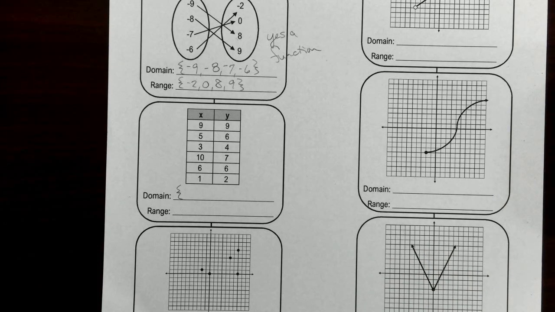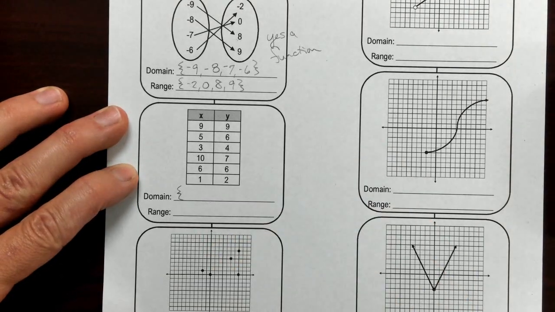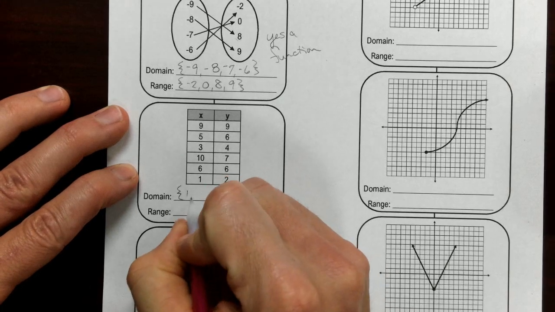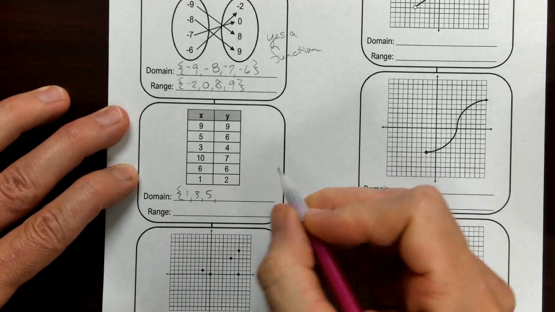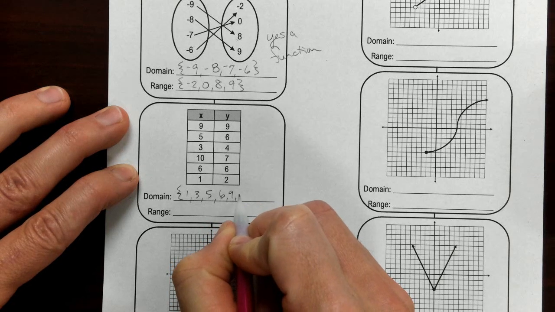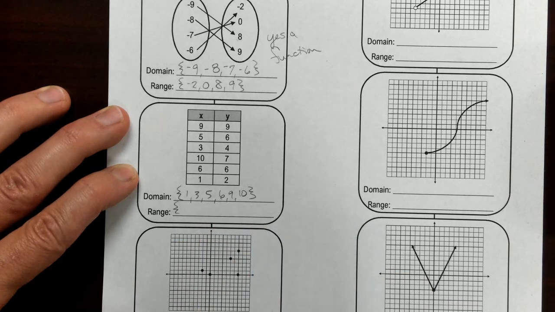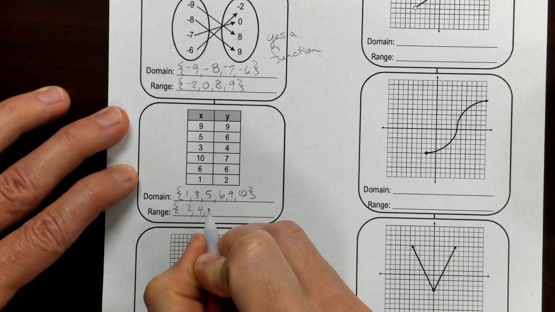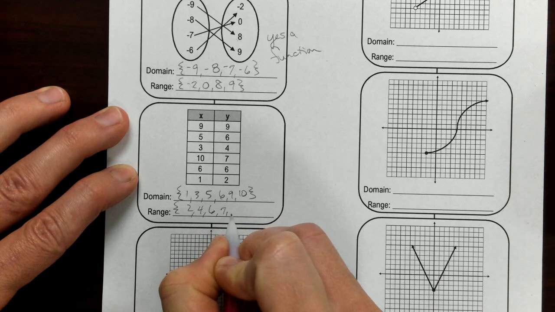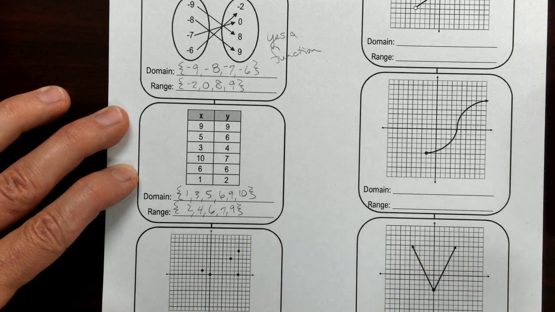What's the domain? 9, 5. Okay, so again, you're right, but we want to write them in ascending order. So I need the least number first. 1, perfect. 5, 6, 9. Great job. What about the range? 2, 4, 6, 7, 9. Good.